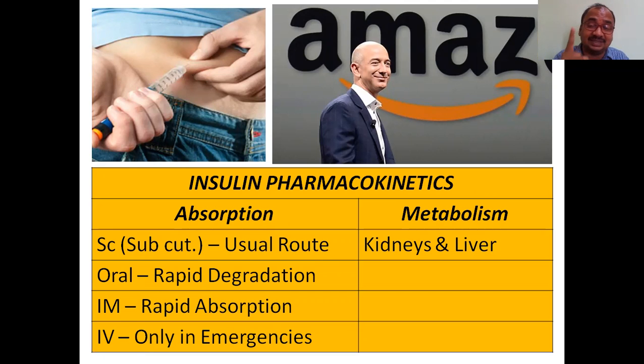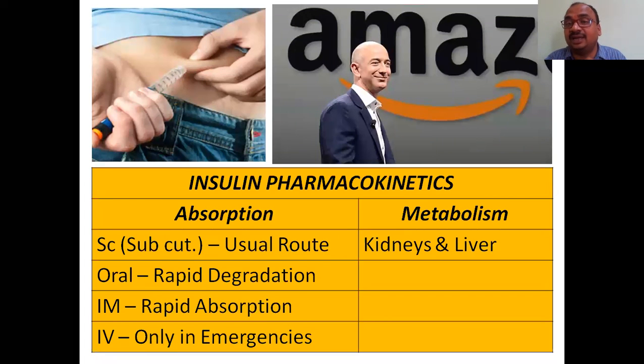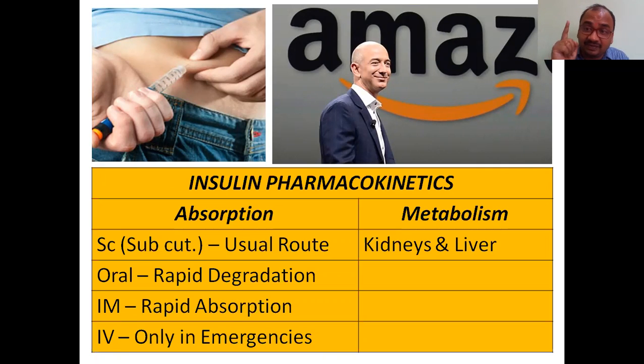If you succeed in the oral insulin route, you will become the world's richest. Jeff Bezos of Amazon is the world's richest now. If you develop insulin delivery, you will definitely cross Amazon, and you will be the world number one richest person.